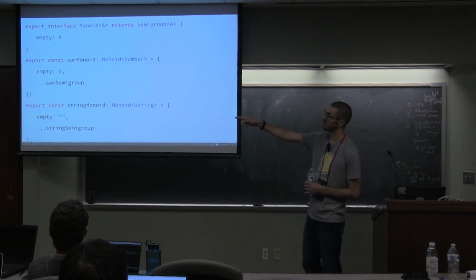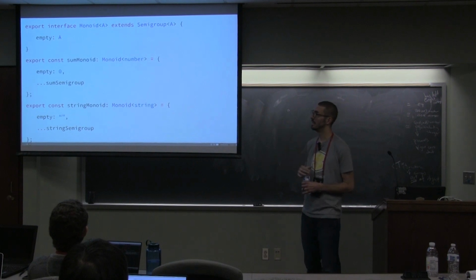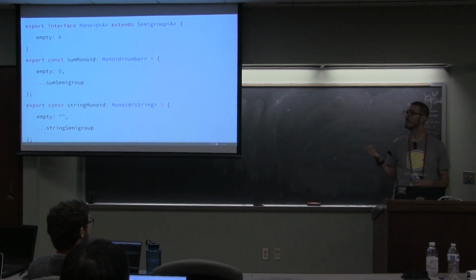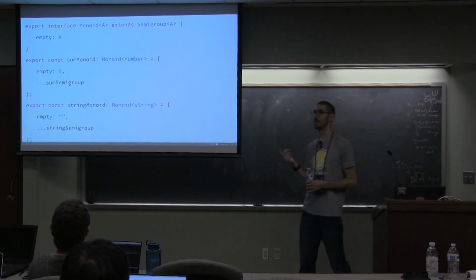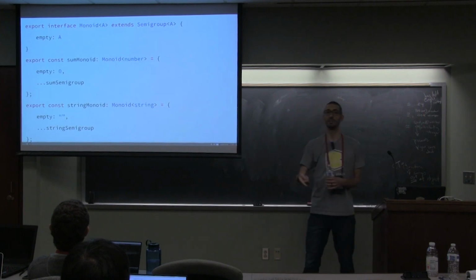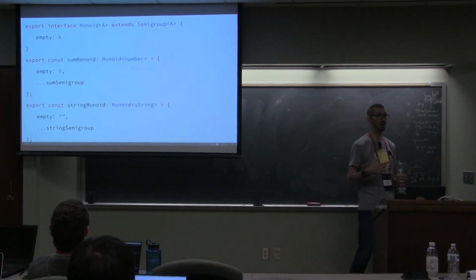So what we can actually do then is take our sum semigroup that we had earlier and just add the empty clause to it. So we're kind of reusing code. What's neat is that if we define it this way, then we can still use our fold semigroup because it is also a semigroup. It just so happens to also be a monoid.